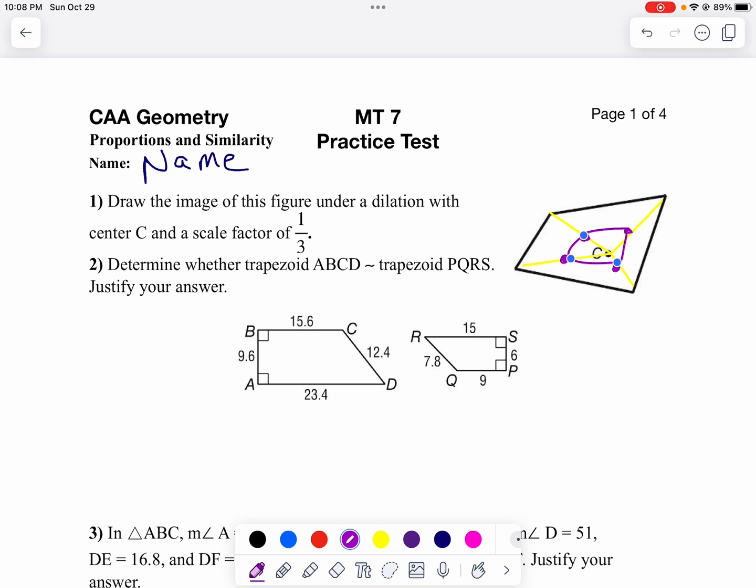Now in question number 2, we got these trapezoids, and I see I've got 2 right angles. Not sure about the others. They kind of look like they are. But let's look at the sides. If I pick the smallest vertical side, the one between the right angles, 9.6, that would correspond to 6. And then I'll do the opposite side, I'll say 12.4. Does that correspond to 7.8?